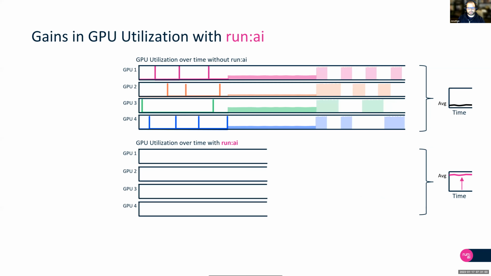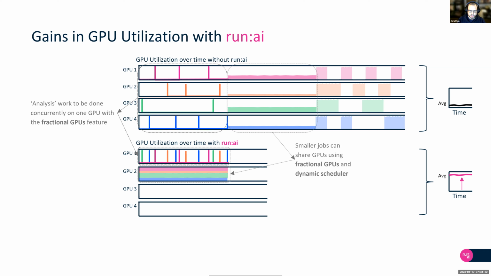And so to put it all together, let's say our utilization charts look like what's shown on the top without RunAI. So the first thing we can do is for these tasks here, which represent analysis, we can all just run these concurrently on one GPU with the fractional GPU capability. Here we've got consistent usage, but it's not fully utilized. We can combine the two. We can use fractions and the dynamic scheduler.